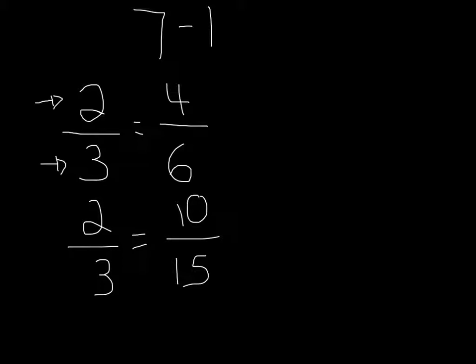Go ahead and try that with every number. Multiply the denominator right here, the 3, by 2. Then multiply it again by 3, by 4, by 5. And every time that you multiply the denominator by a number, you must multiply the numerator by the same number, and you will get equivalent fractions.